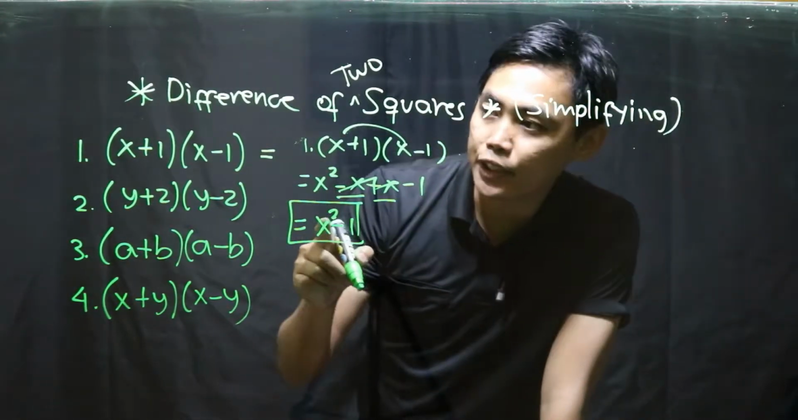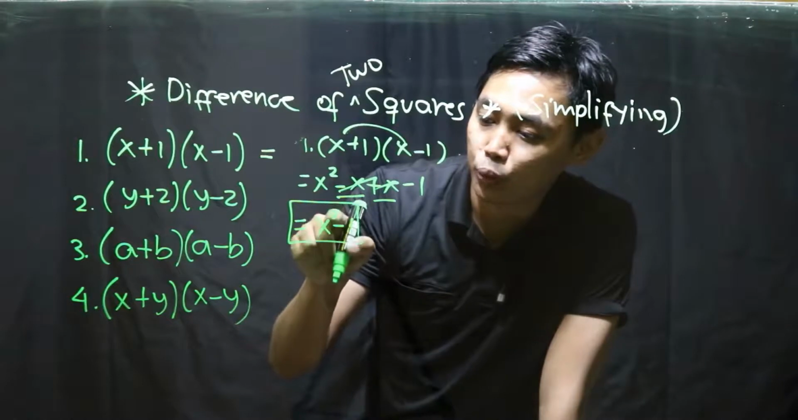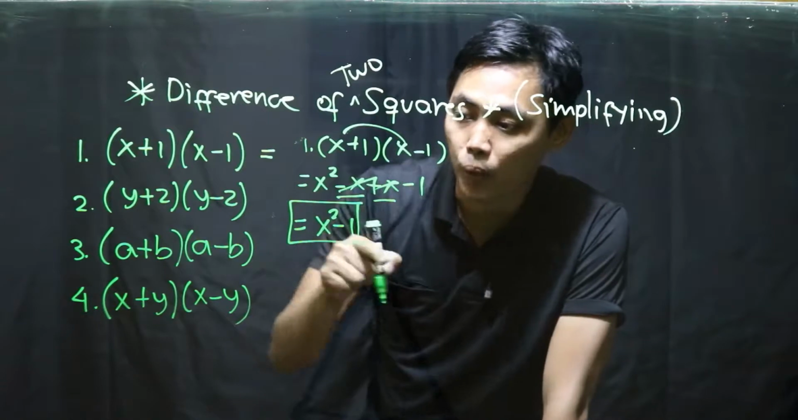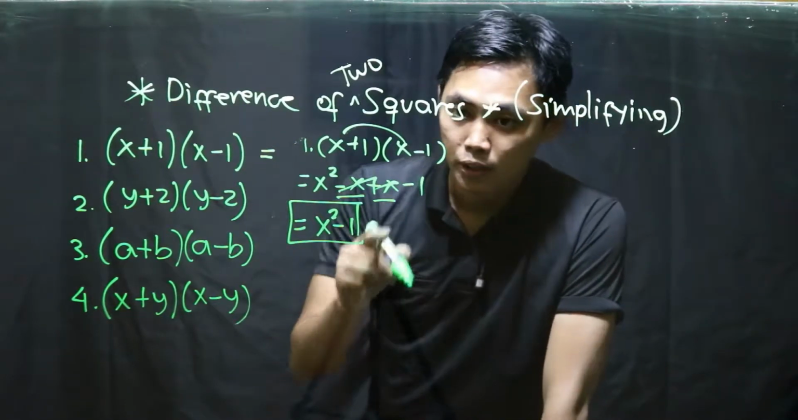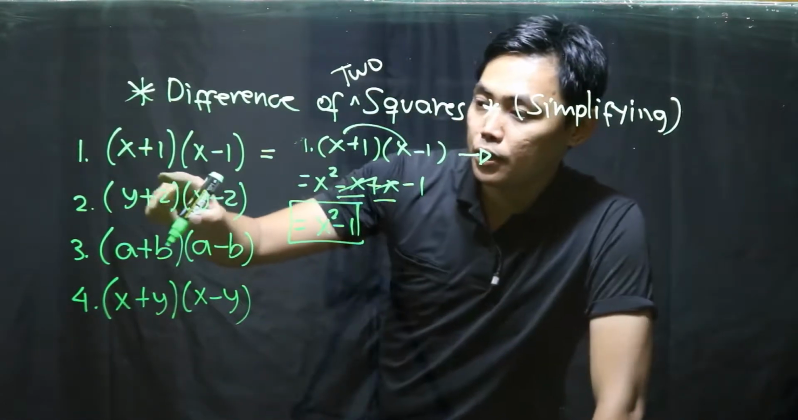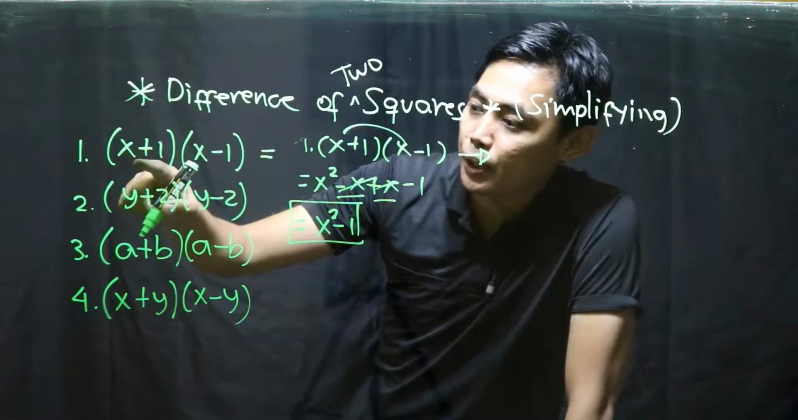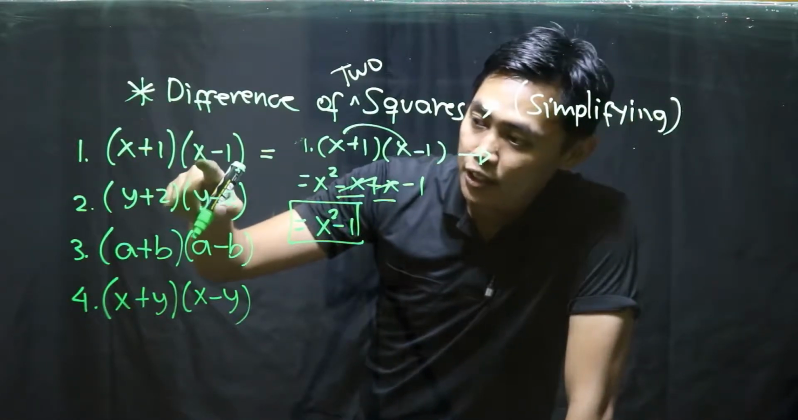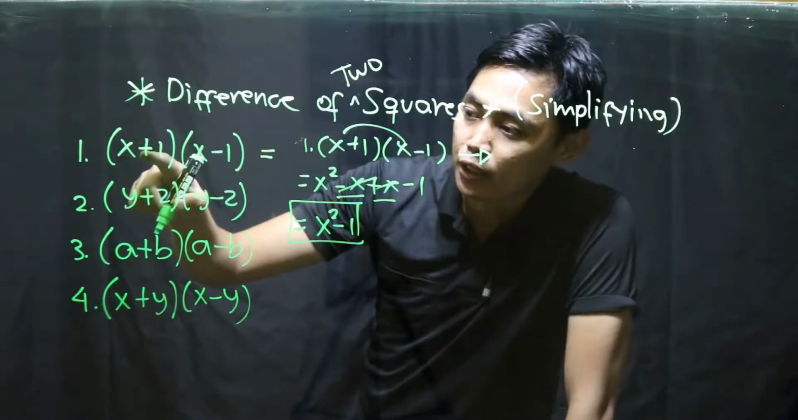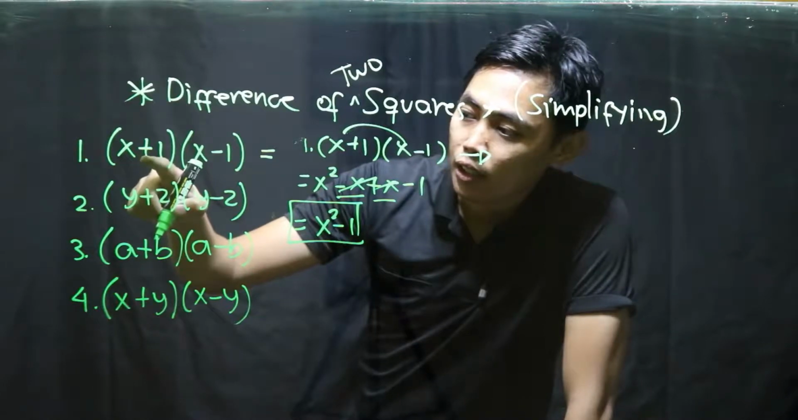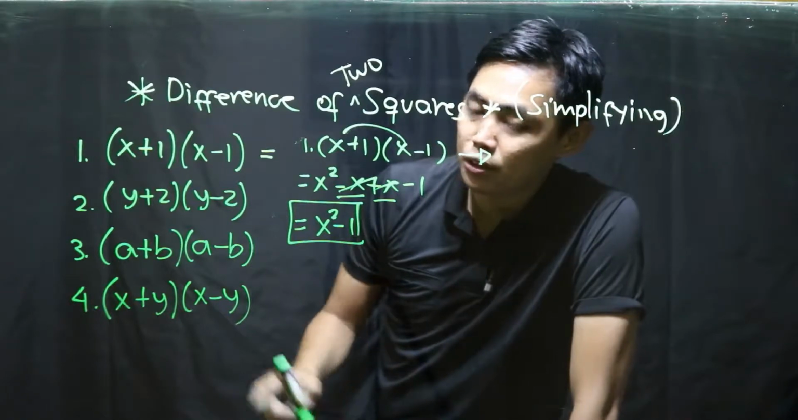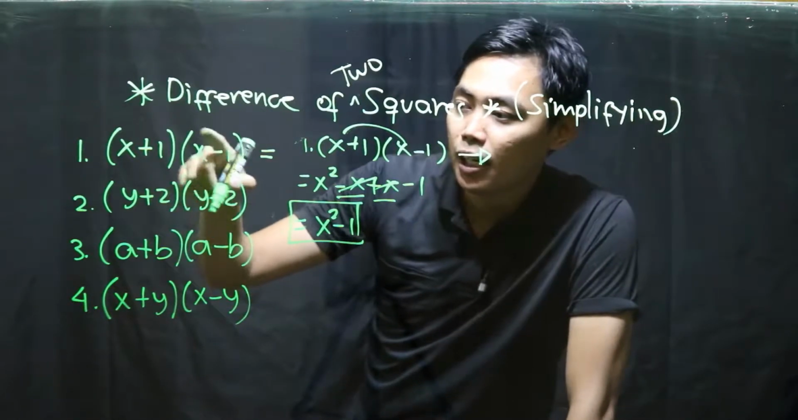If you notice, our answer is a difference of two squares. x squared is a square, and 1 is actually a square because 1 times 1 is 1. There's another, easier way to do this. If you have x plus 1 and the next binomial is the same, but only the sign is different, I think the term is conjugate, something like that.